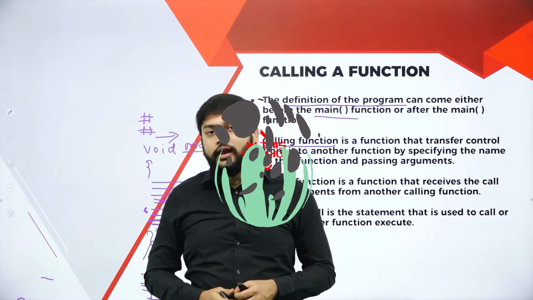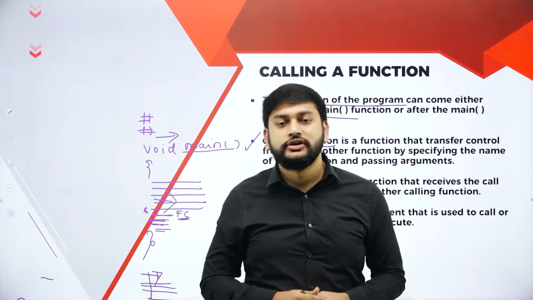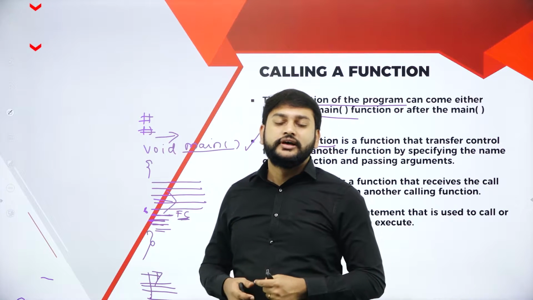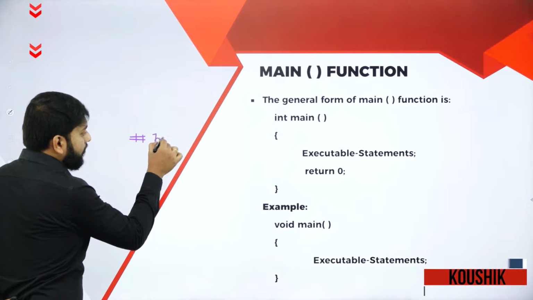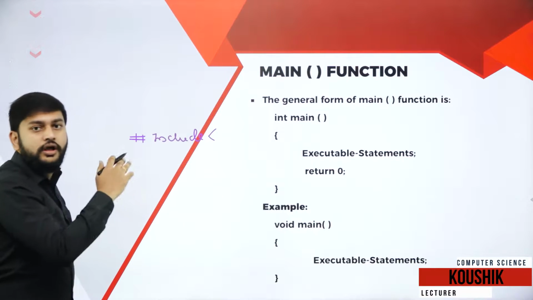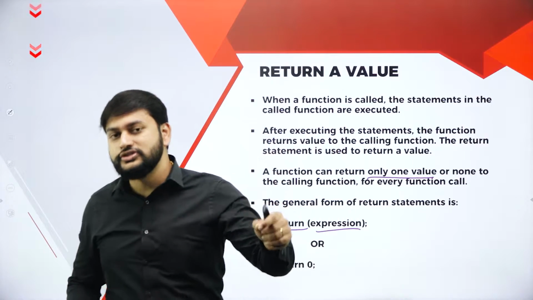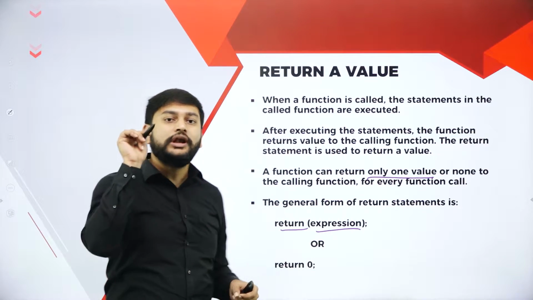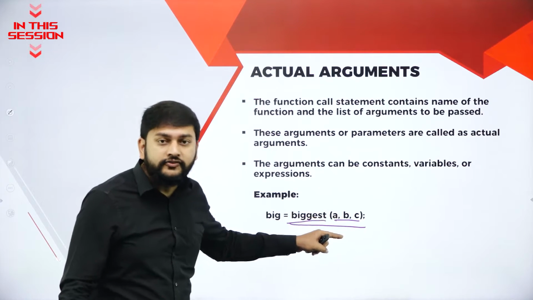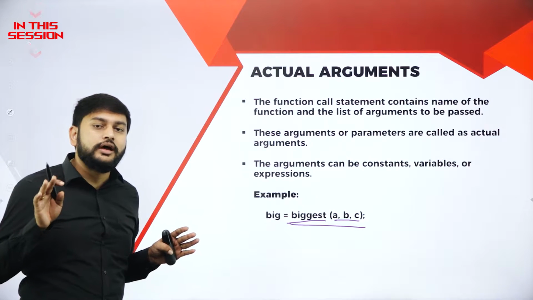Only if you call that function, only then you will be executing that function. Otherwise, that function will not be executed, is what you need to remember. So if I am writing any program, I will be starting my program with a hash include conio.h, hash include iostream.h. That is a basic thing that you all know. Only when we use integer return type, only then we use the return statement. So whatever you have inside the function call, that is what I will call as the actual argument.